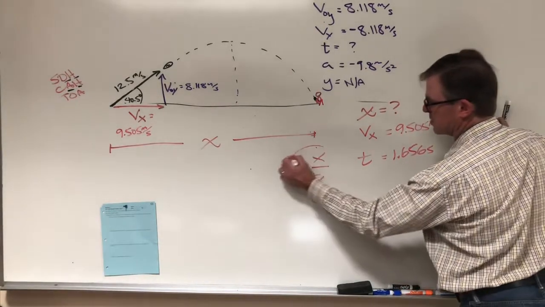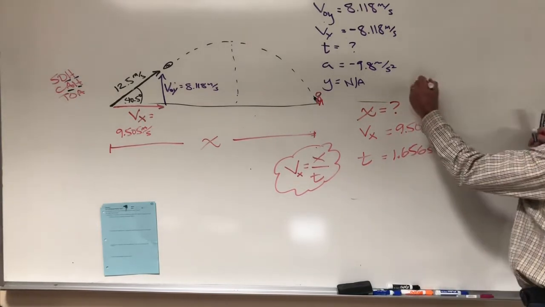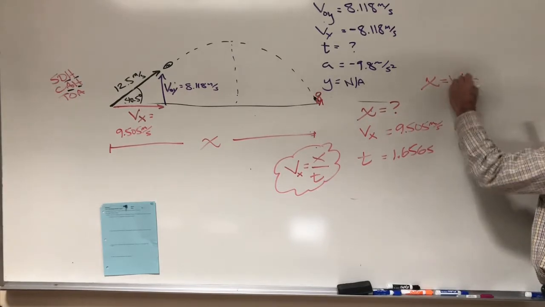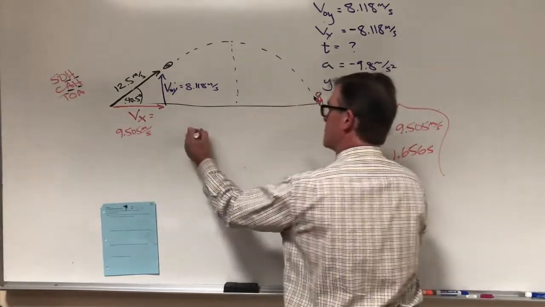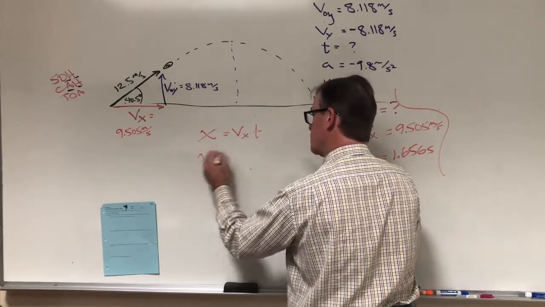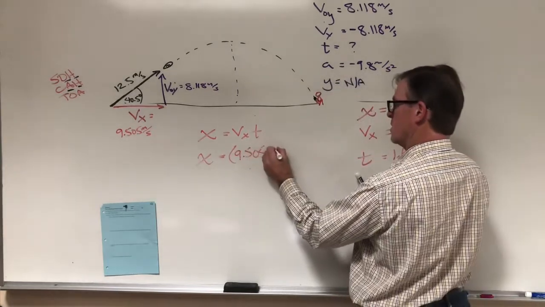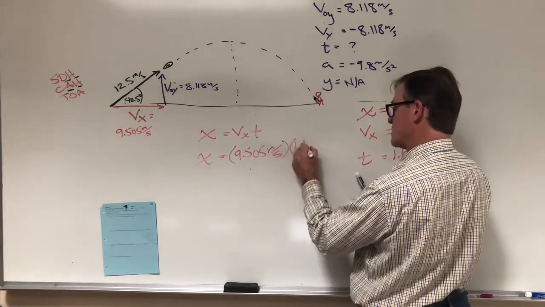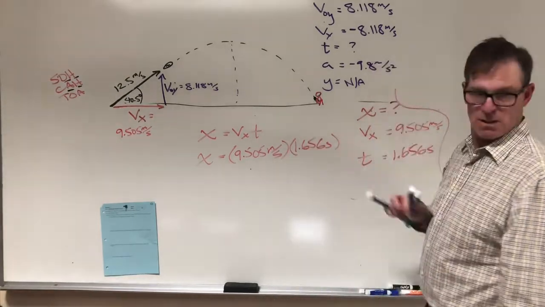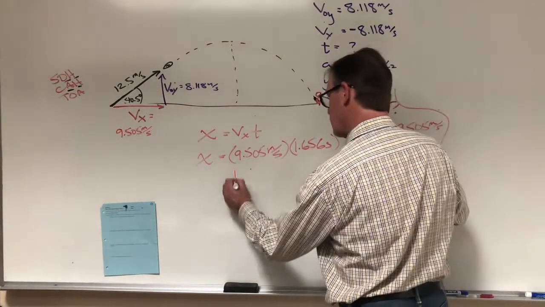Let's take the horizontal motion equation, constant velocity, and we'll solve it for x. When we do, we get x equals Vx times t. So the horizontal displacement x is Vx times t, which is going to be equal to 9.505 meters per second times the 1.656 seconds that we calculated with our vertical list. And the answer comes out 15.747.